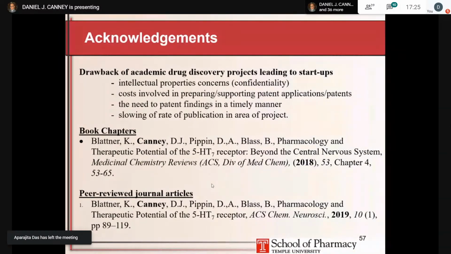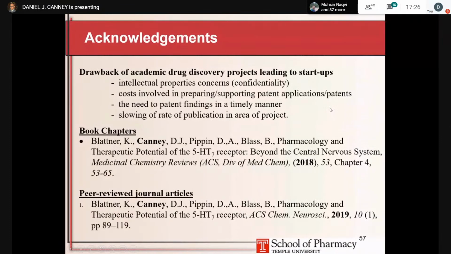One of the drawbacks that I did want to mention, being from an academic environment, is that I spent most of my career trying to generate data so that I could publish it. Being part of a startup company changes that somewhat. You always have to be concerned with intellectual property, and confidentiality surrounding that intellectual property. There are costs involved in preparing the patent applications that have to be considered. And then you have to make sure you're filing those patents in a timely manner so that eventually you can publish your data. But it definitely slows the rate of publication.